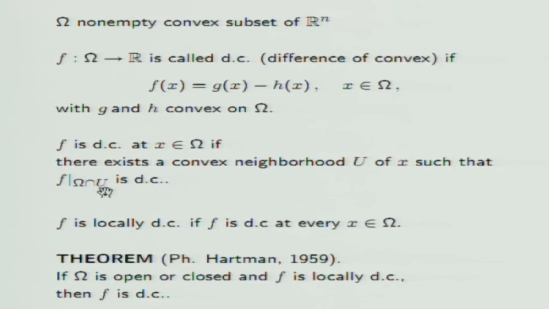And we say that a function is locally DC if it is DC at every point, which means at every neighborhood there is a decomposition, but in principle, there may not be a common decomposition for all the neighborhoods. Nevertheless, there are two important theorems by Hartman, published in 1950. I will give the precise reference at the end.